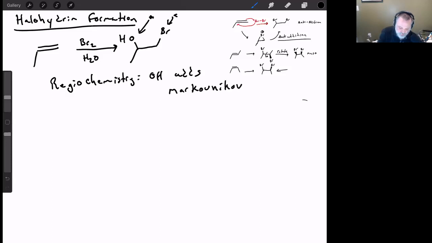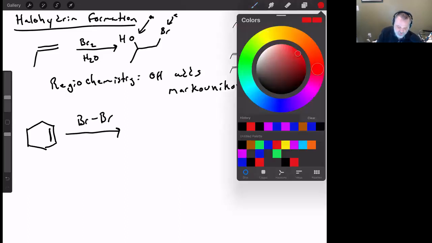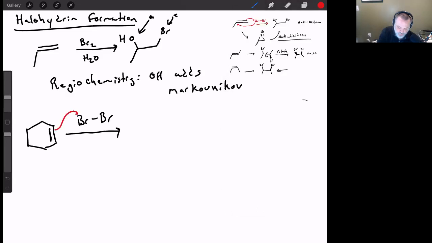And if we think about it, we have to know the mechanism, but good thing we already know this one. And the mechanism can explain why it adds that way. So you're still going to form a cyclic bromonium ion intermediate.